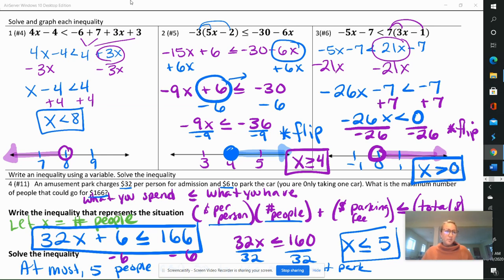That's it for the Jamboard practice assignment for 2-4, day 2 on solving multi-step inequalities that have variables on both sides.